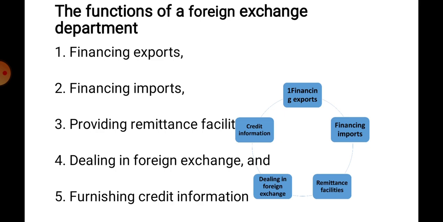Foreign exchange department of a bank is a highly specialized department in a bank. A wide variety of services are rendered by a foreign exchange department. Broadly, the functions of a foreign exchange department may be classified as financing exports, financing imports, providing remittance facilities, dealing in foreign exchange, and last, furnishing credit information.